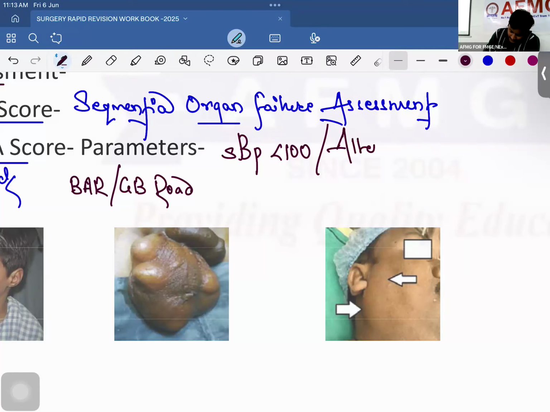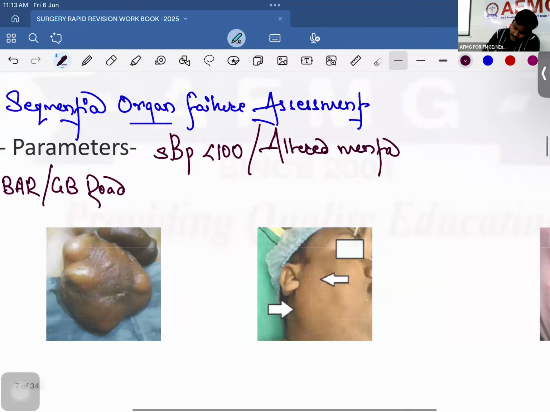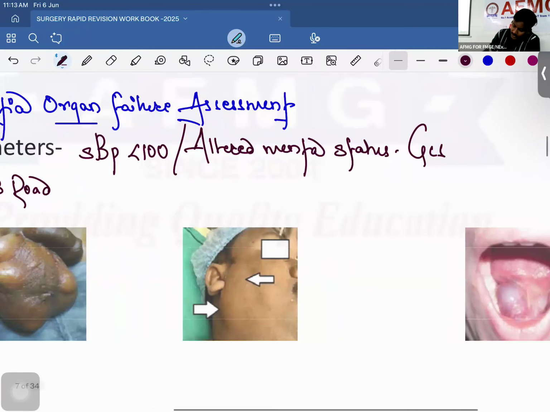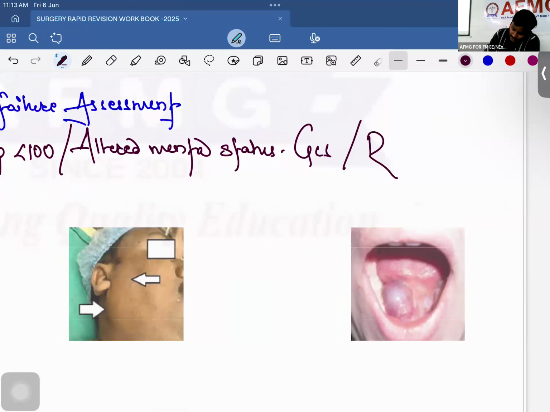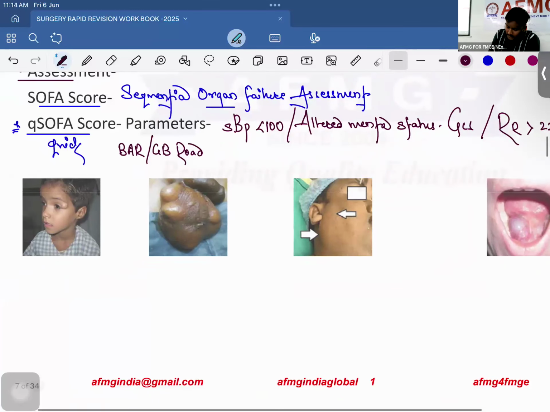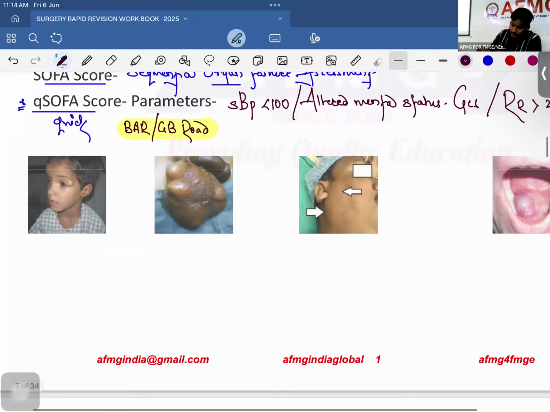altered mental status, and that altered mental status is assessed with the help of GCS, that is Glasgow Coma Scale, beta. Next important, R stands for respiratory rate more than 22 breaths per minute, beta. Okay? So please remember, systolic BP less than 100, altered mental status assessed with GCS, and respiratory rate more than 22 breaths per minute. That is important to be remembered about the parameters in the qSOFA score.